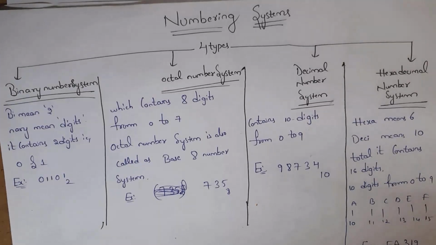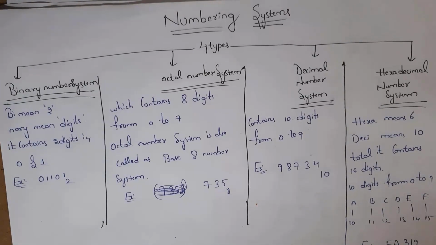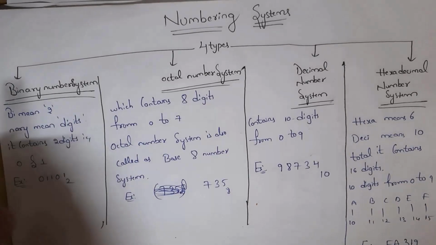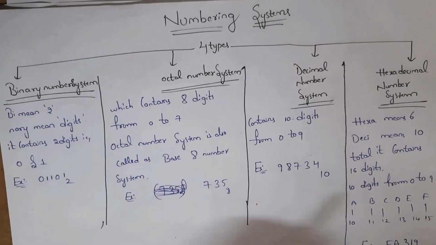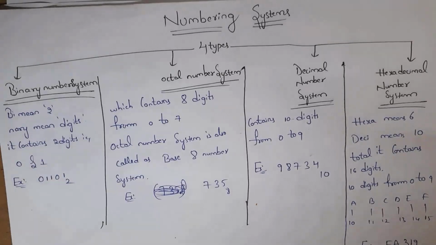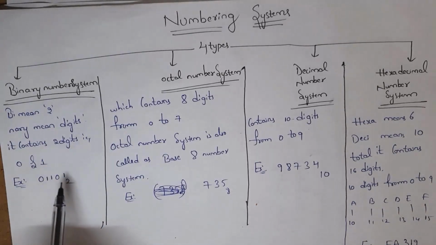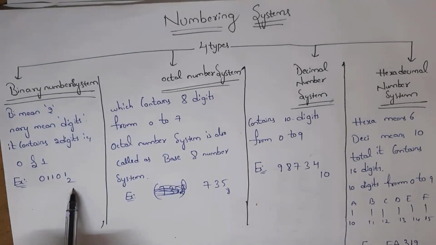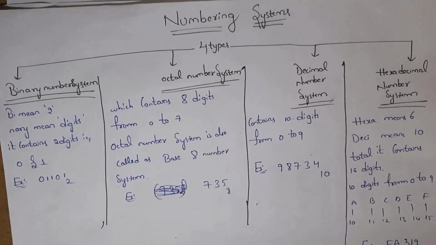At first I will explain what is binary number system. Bi mean 2, nary mean digits. Binary number system contains 2 digits. They are 0 and 1. Example 01101 base 2 is an example of binary number system. We can also call this binary number system as base 2 number system.